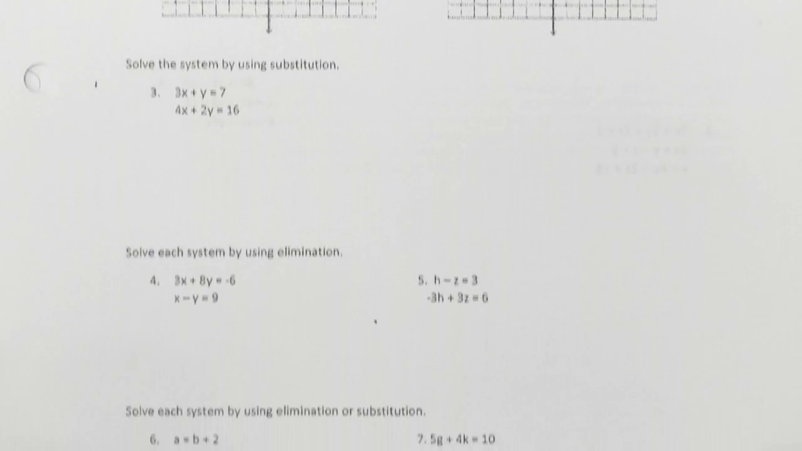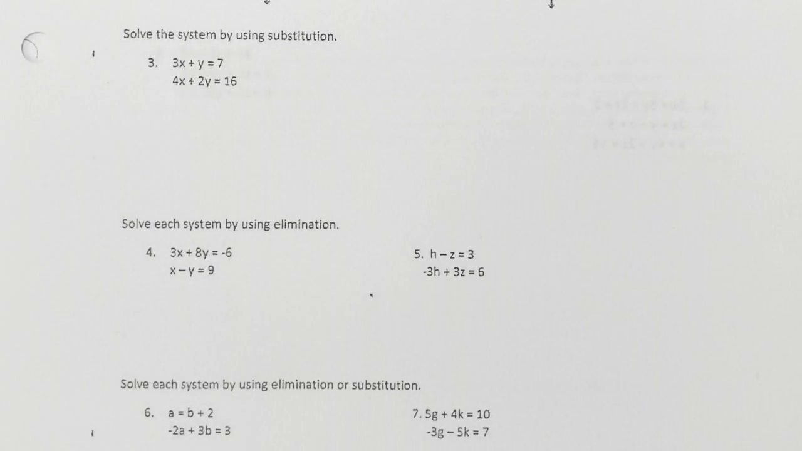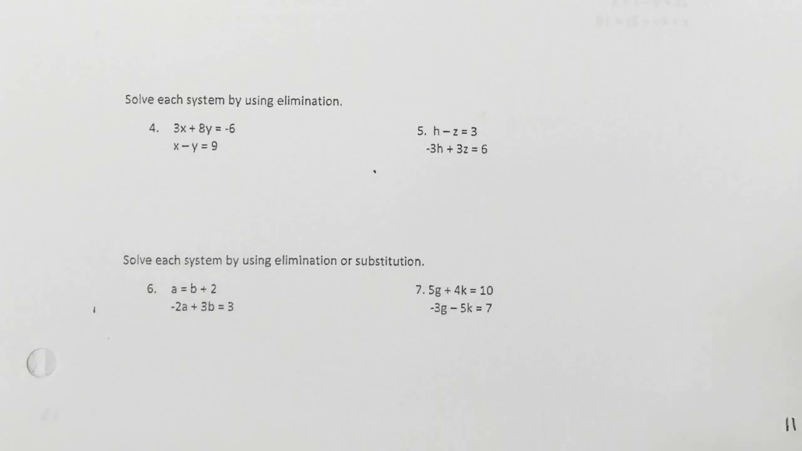All right, number 3. How does it say to solve it on number 3? Substitution. What do we look for with substitution? Any variable by itself, right? So on number 3, do you see a variable that's very easy to get by itself? Yes. All right. So then what about number 4? What does number 4 and number 5 tell us to do?